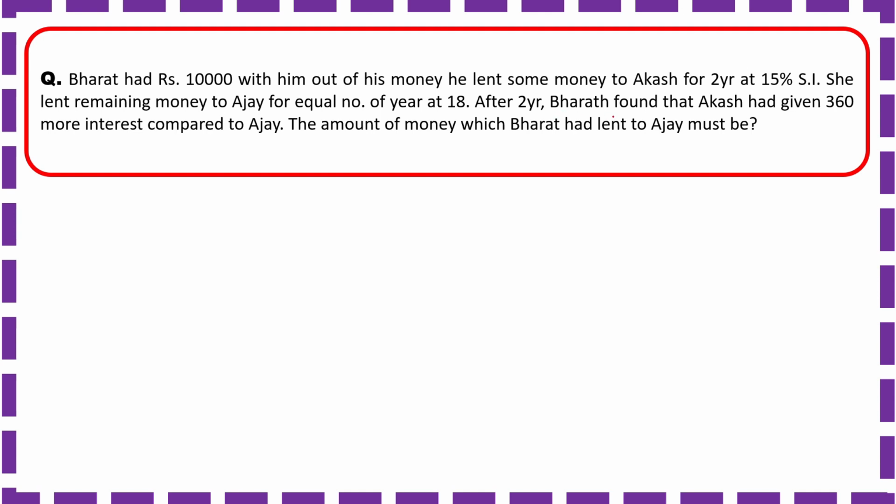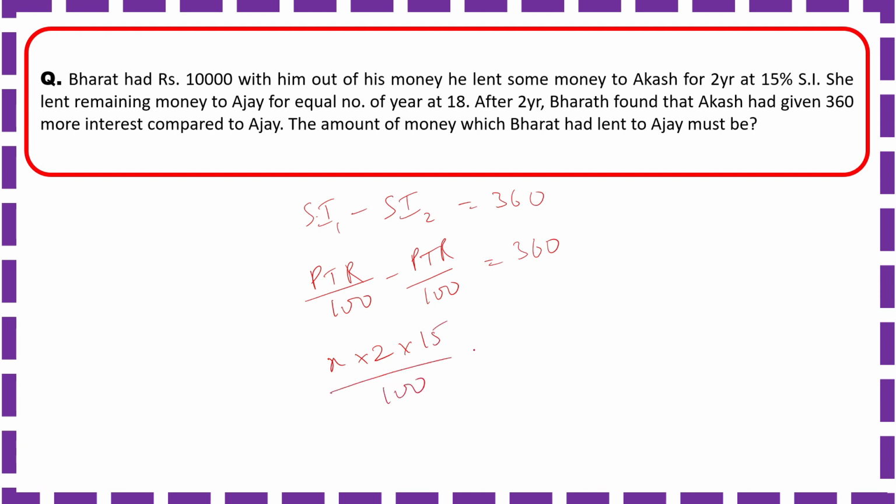See here, Bharat found that Akash had given 360 rupees more interest than Ajay. So the difference between the simple interest of the two is 360. Now calculate. So what is the principal in the first case? We don't know, so let us call it x, into time 2 years and rate of interest 15 by 100, minus the principal of the second case, which is 10,000 minus x.